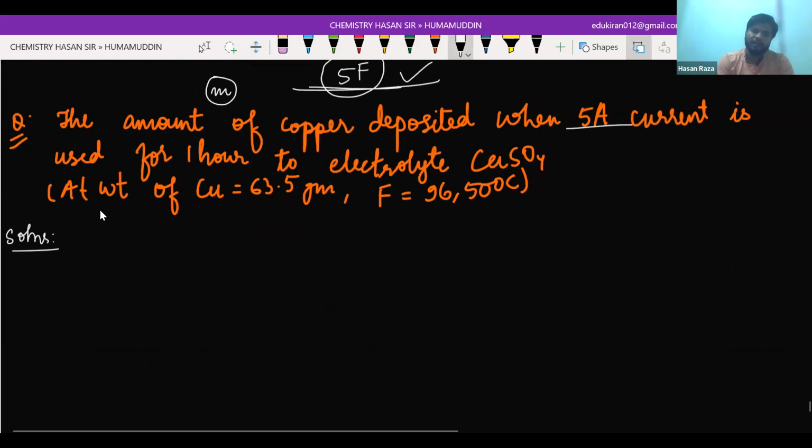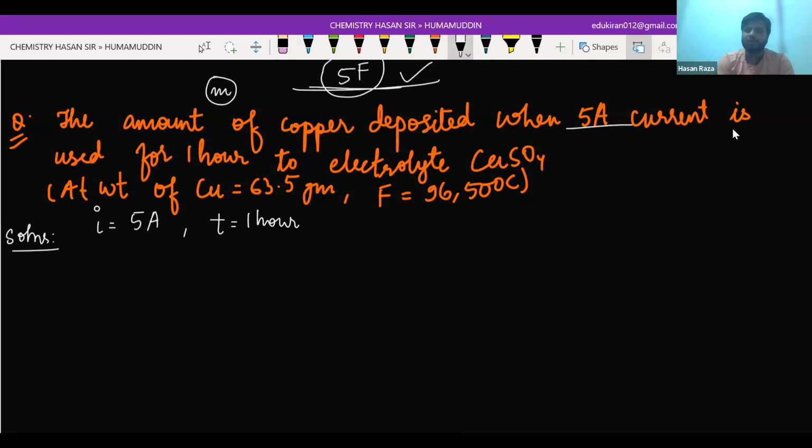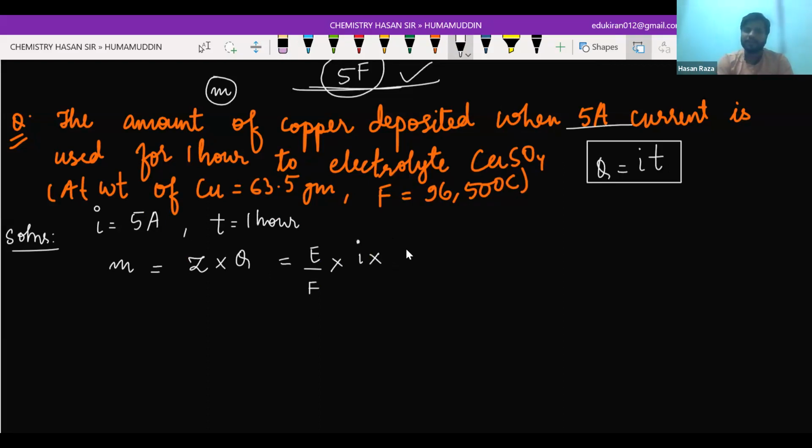Here 5 ampere current, I is given as 5 ampere. It is used for 1 hour, that means time is 1 hour. And we need to calculate mass. So I'm going to write m is equal to, the first formula was Z into Q. Z is not given directly, so I'm going to break it up into parts. You can see E by F, and Q. You already know that Q has a formula, that is I into t, because I and t are given. Here I is 5 ampere and t is 1 hour. So we need to convert this into seconds, because ampere is coulomb per second. So we need to convert this time into seconds.